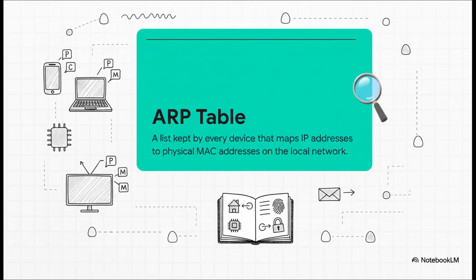The easiest way to think about it is just like an address book. Seriously. Every single device, your phone, your laptop, even your smart fridge, it keeps its own little private address book that helps it translate between those two languages, from IP address to MAC address.